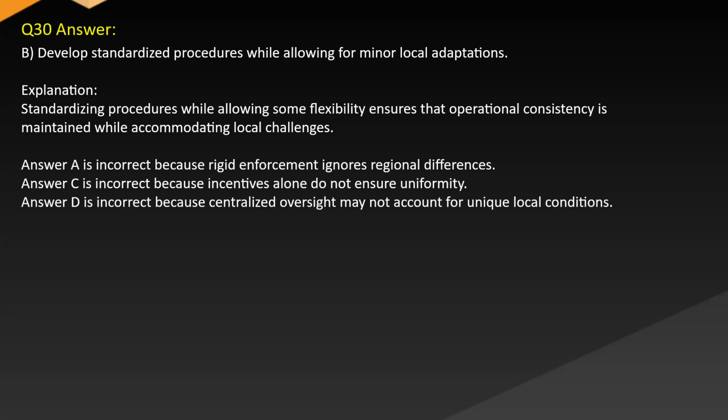Answer: B. Develop standardized procedures while allowing for minor local adaptations. Explanation: standardizing procedures while allowing some flexibility ensures that operational consistency is maintained while accommodating local challenges. Answer A is incorrect because rigid enforcement ignores regional differences. Answer C is incorrect because incentives alone do not ensure uniformity. Answer D is incorrect because centralized oversight may not account for unique local conditions.